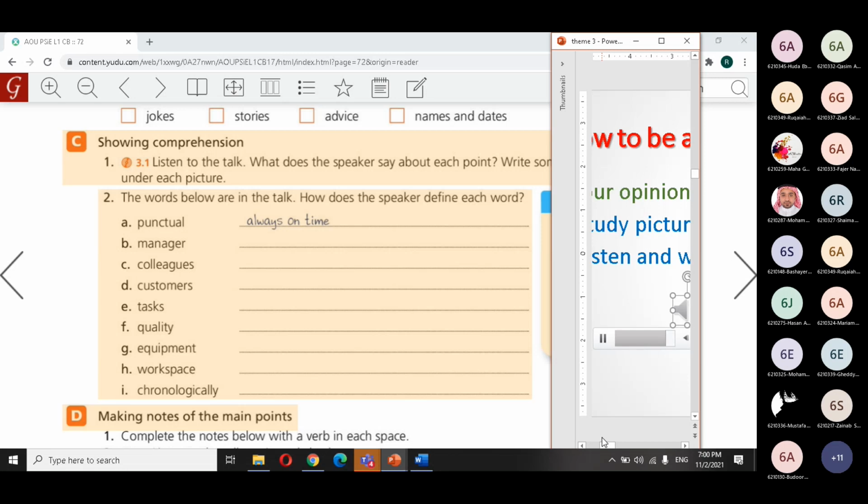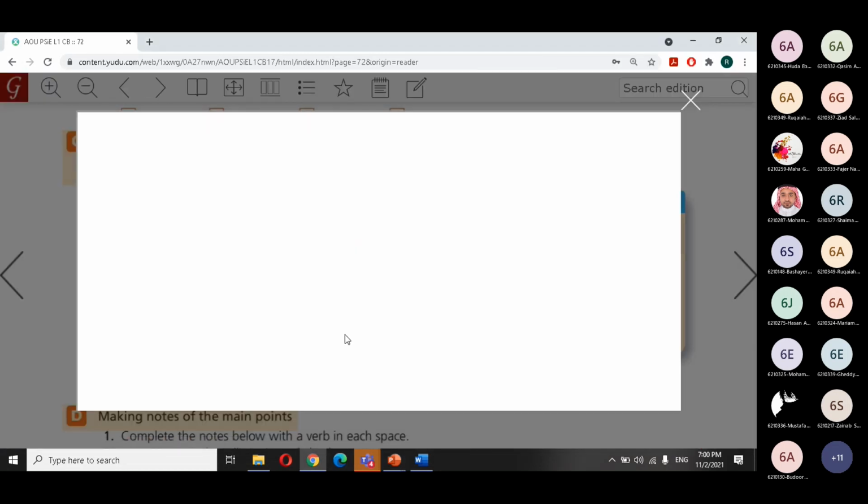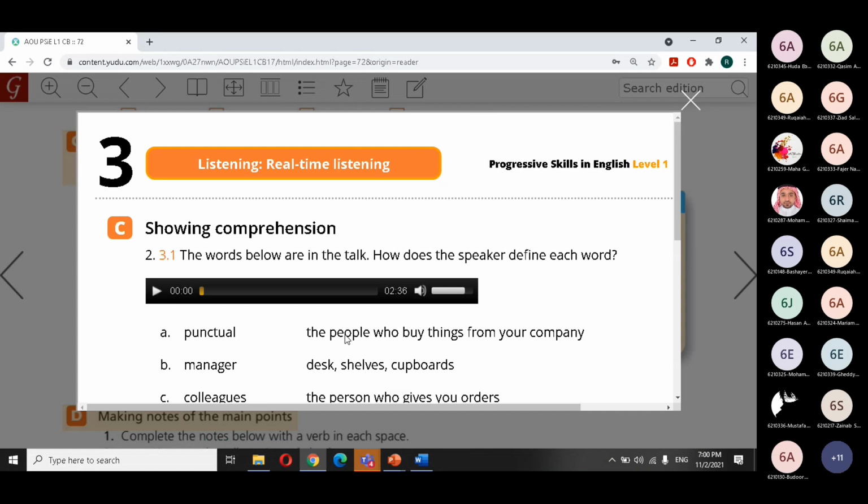Seven, you must keep your workspace tidy. That means your desk and any shelves or cupboards that you use. And finally, you must also organize your work files sensibly, in alphabetical order or chronologically. That means by date. We have heard about a lot of rules at work. In the next part of my talk, I will give reasons for these rules.